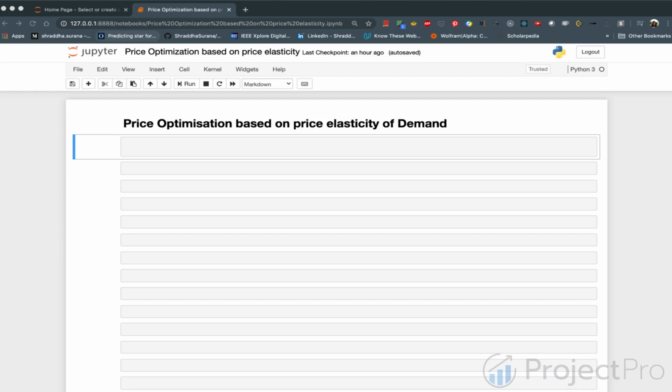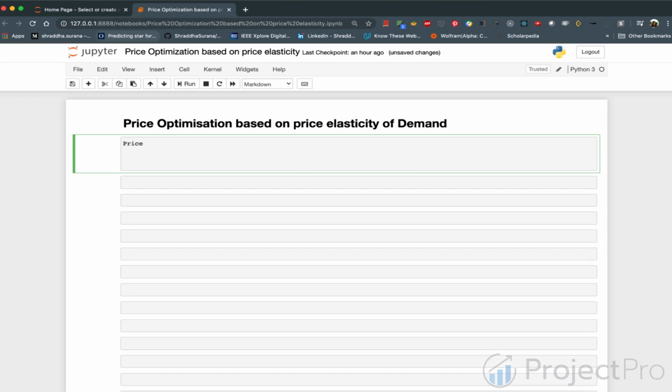Hello. In this series, we shall learn of price optimization based on price elasticity of demand. Now, quite some heavy words over there. However, the key word to note over here is price. So let's break this title into two parts: price optimization and price elasticity of demand.